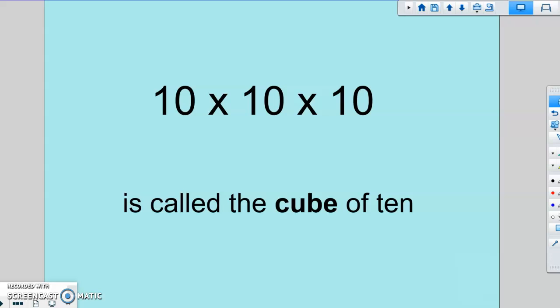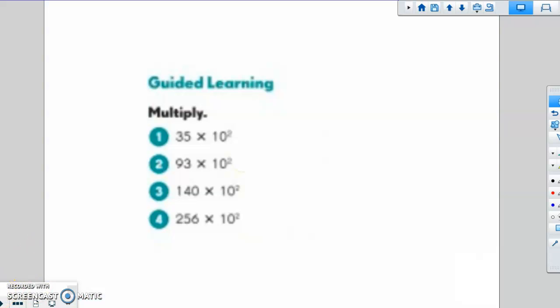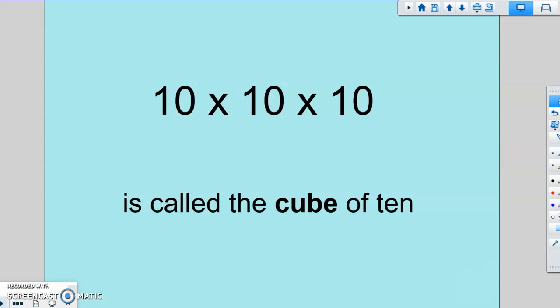All right, so our next exponent that we're going to take a look at is called 10 cubed. Another important thing to jot down in your notes is 10 times 10 times 10. So now we're just adding on one more. It is called the cube of 10. Make sure you pause and write that down.